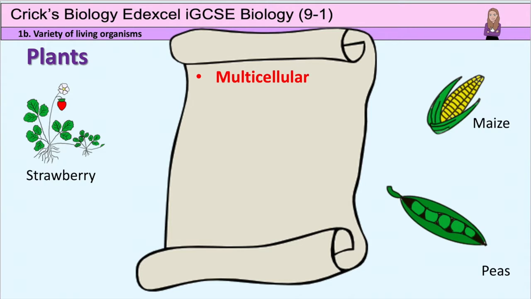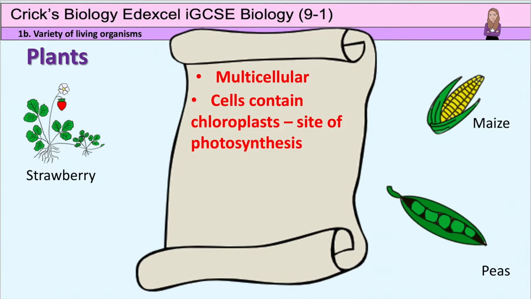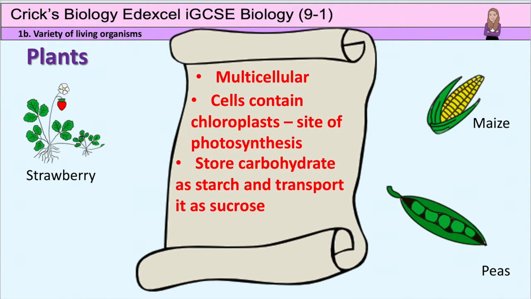Their main distinguishing feature is that their cells contain chloroplasts, which contain the green pigment chlorophyll, and they carry out photosynthesis. This is the process that uses light energy to convert water and carbon dioxide into glucose and oxygen. This glucose can be made into starch, which can then be stored in their cells until it is needed, or it can be converted to sucrose to be transported around the plant to where it is needed. Plant cells have a cell wall around the outside of them, and this cell wall is made up of a carbohydrate called cellulose.